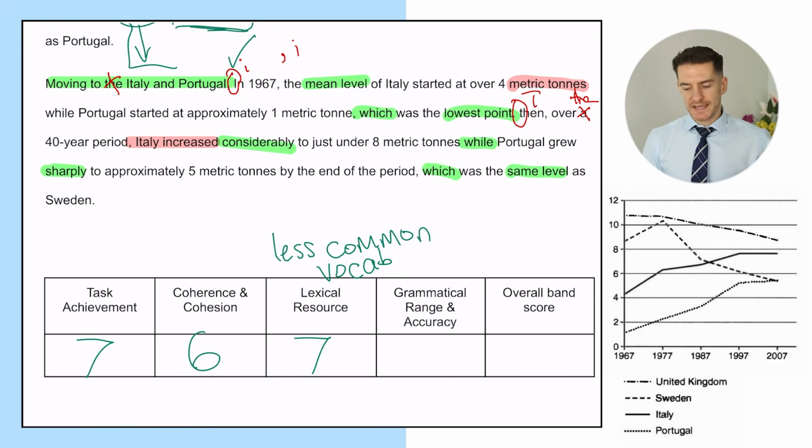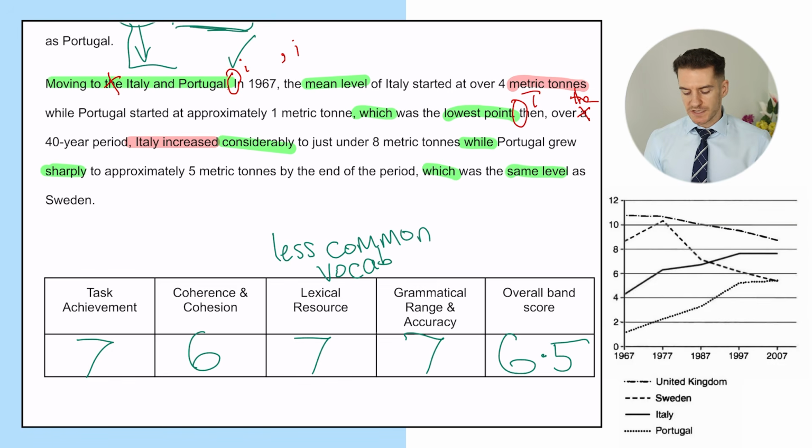And moving on to the range, okay, the range of grammar, how much grammar there was. Well, there were some shorter sentences, there were some longer sentences. You know, the writer used while, so that's a complex sentence. The writer used which, so there's a lot of nice grammar here, but just a few mistakes. So because of that, I'm going to award a 7 for the grammatical range and accuracy. So that means the overall band score there would be a 6.5. So they're very, very close to a 7.